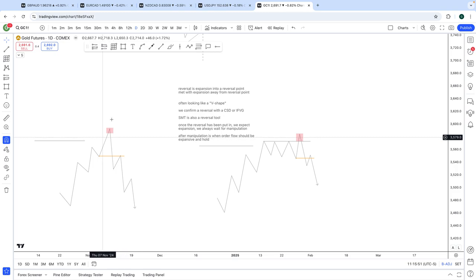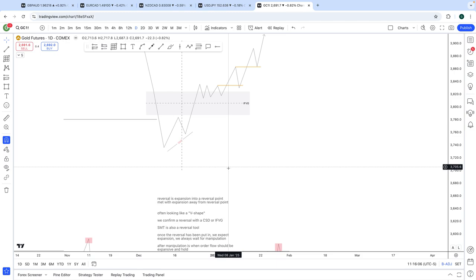So when you trade into a reversal point and get that manipulation, by the way, manipulation and reversal are the same thing pretty much. So when you get that reversal, right, and we start expanding away and holding order flow, this is how you know it's a true manipulation, right?